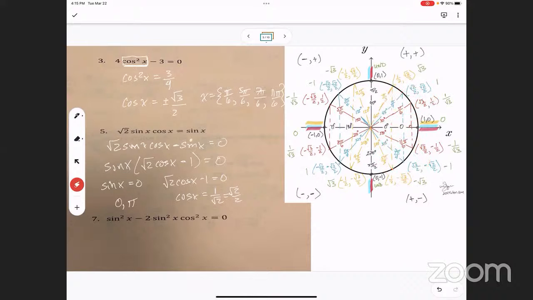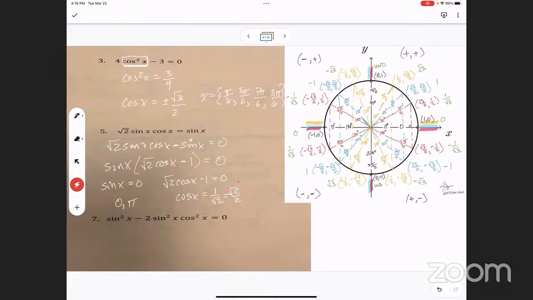Pi over 3. Not pi over 6. You're all wrong. It's pi over 4. Look at the blue one. Where's root 2 over 2? Oh, it's pi over 4. What's 1 over root 2? What's 1 over root 2 the same as? Root 2 over 2. Y'all know that?